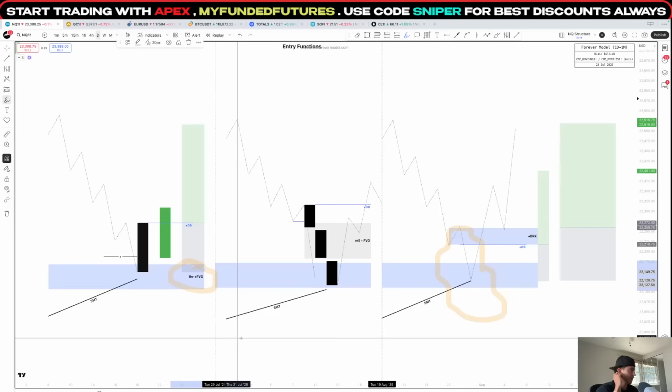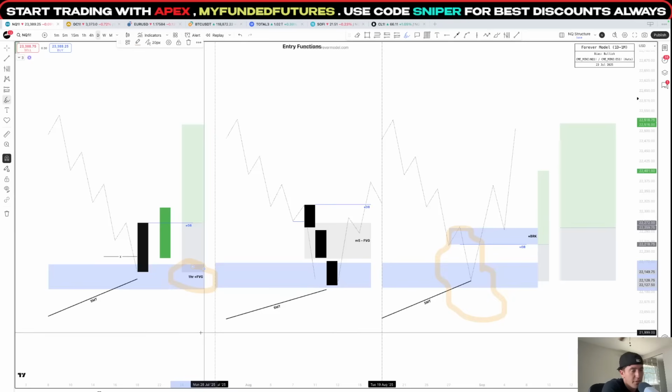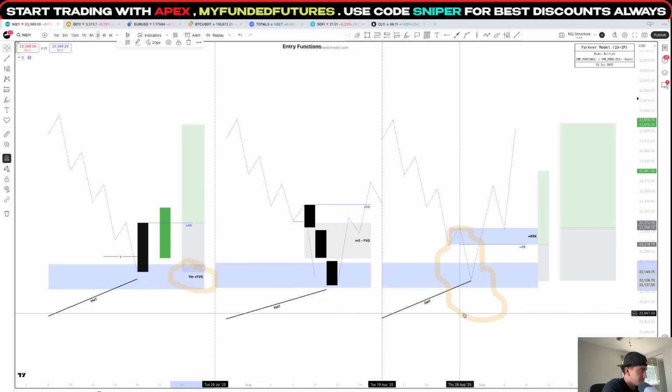I'm always doing, what's it called? I'm not doing the body. I'm doing the wick. It also depends on how big the size of the wick is. Majority of the time, it's small wicks. If it's a huge wick, I'm not going to get in on the wick. I would prefer to get in on the body. But this is exactly what I'm doing.